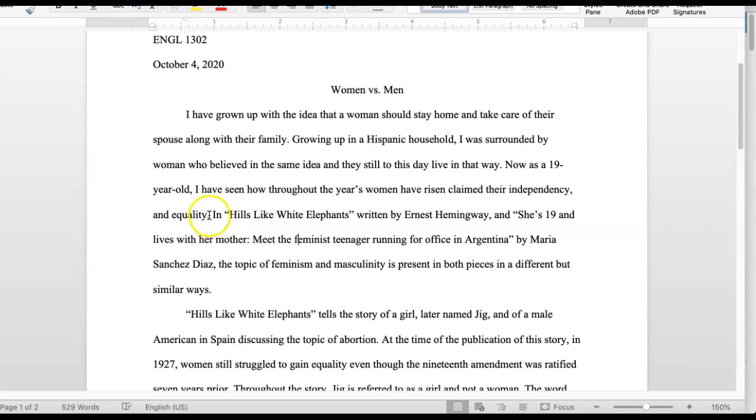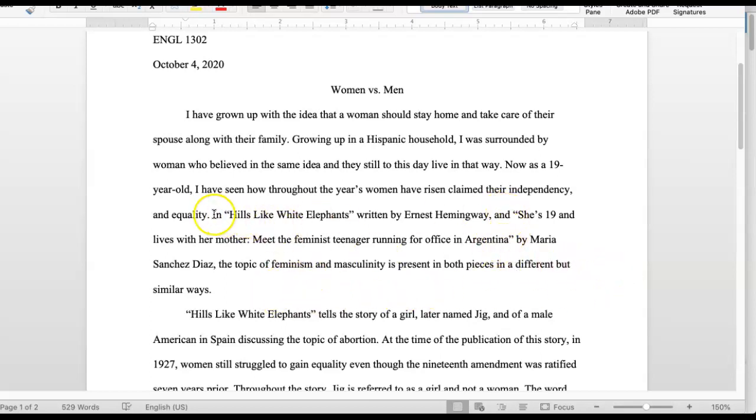Let's continue. In Hills Like White Elephants, written by Ernest Hemingway, and She's 19 and Lives with Her Mother, Meet the Feminist Teenager Running for Office in Argentina by Maria Sanchez Diaz, the topic of feminism and masculinity is present in both pieces in different but similar ways.